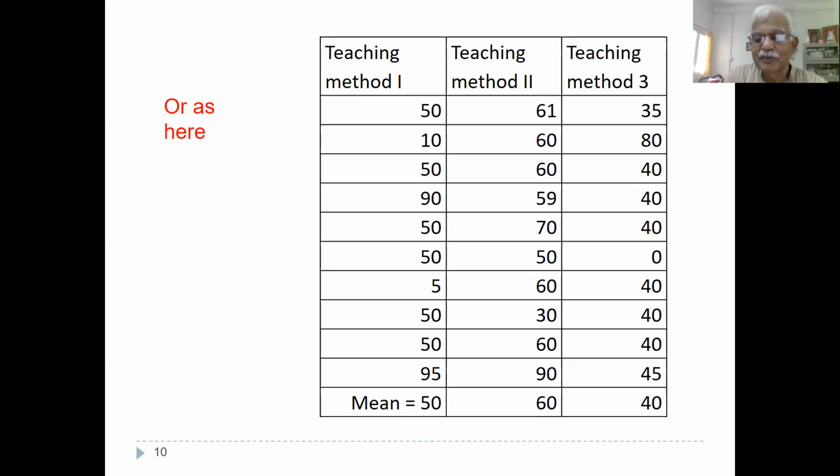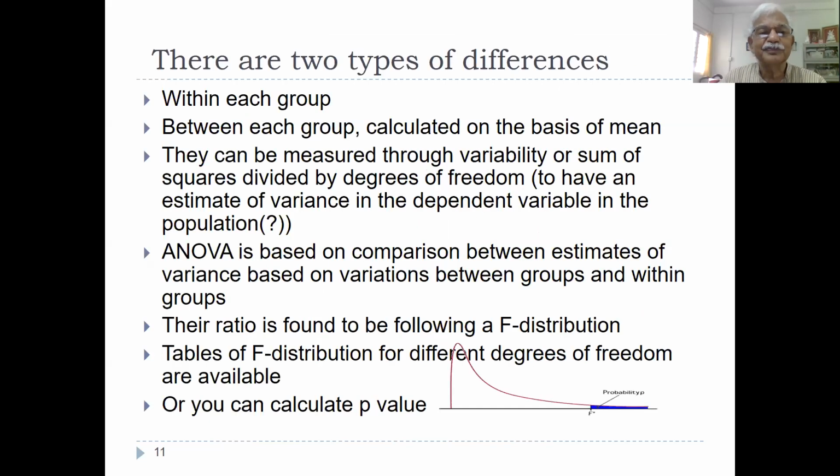They contain both types of fluctuations, between and within. So there are two types of differences: within each group, and between the groups. They can be measured through variability. The statistical tool for measuring differences is the sum of squares. And sum of squares divided by degrees of freedom becomes your estimate of variance.